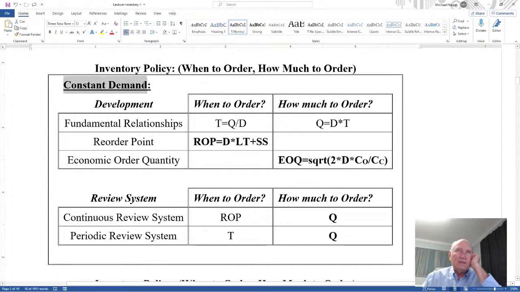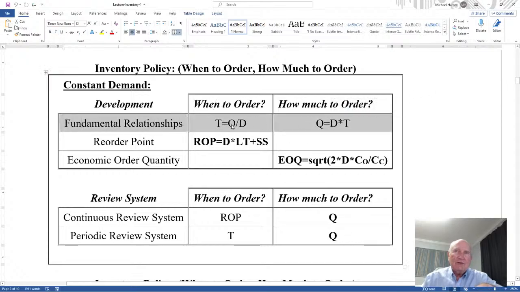Okay, first of all, we're going to be doing constant demand today. I'm going to have three different developments: the fundamental relationship, the reorder point, the economic order quantity. And here's the two fundamental questions: when to order and how much to order. So first, the fundamental relationship is going to have the Q here is the lot size, order quantity. D is your demand, and T is referred to as your time between orders. It's called inventory period. So this is the time between orders, and so that's when to order. Q is the quantity you're going to order, that's how much you order, and so the relationship is going to be this Q equals DT.